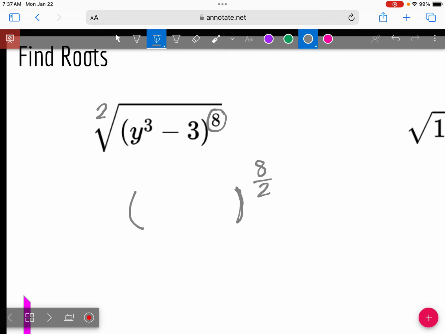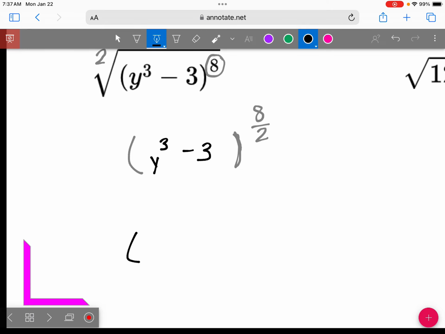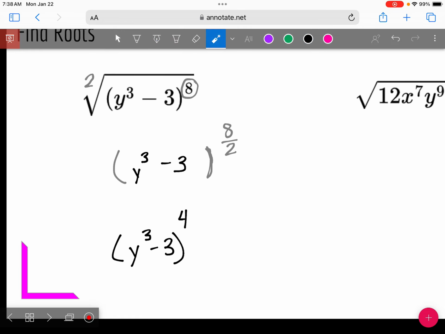So what's inside the parentheses doesn't really matter. I just care about the power right now. So my y cubed minus 3 still hanging out. What is 8 divided by 2? 4. So this simplifies down to be y cubed minus 3 to the 4th power. Whatever our power is, we divide it by the index.